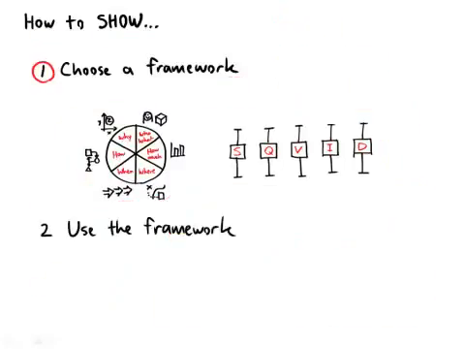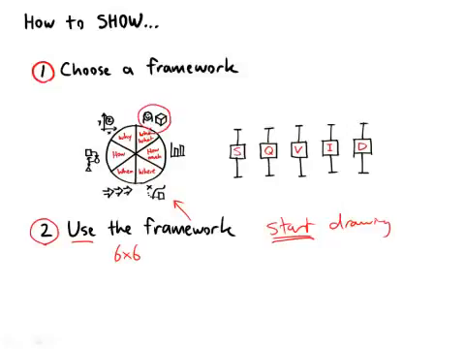Step number 2 then is to go ahead and use that framework. And what I mean by that is start drawing. If you haven't been drawing already, now is the time to start. And we've got the perfect framework to do it. If you had chosen the 6x6, you start drawing. Draw a who and a what portrait. Does that help you clarify who's involved? Draw a chart. Does that help clarify how much is involved?